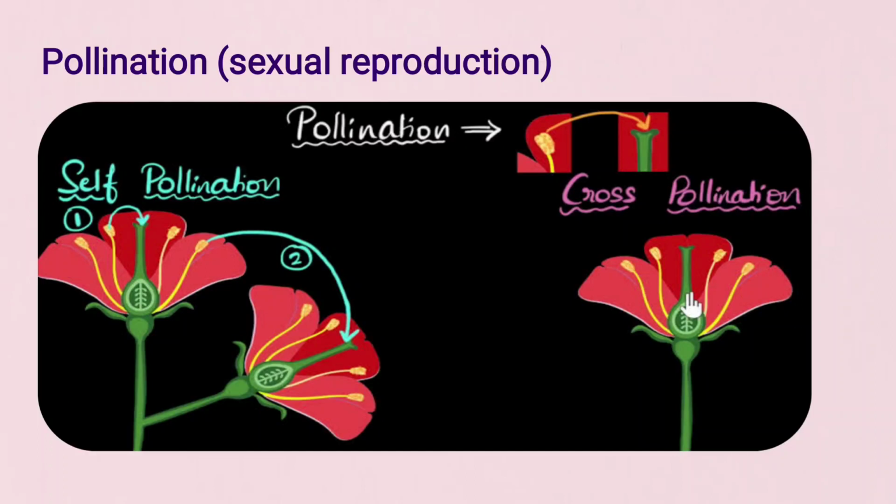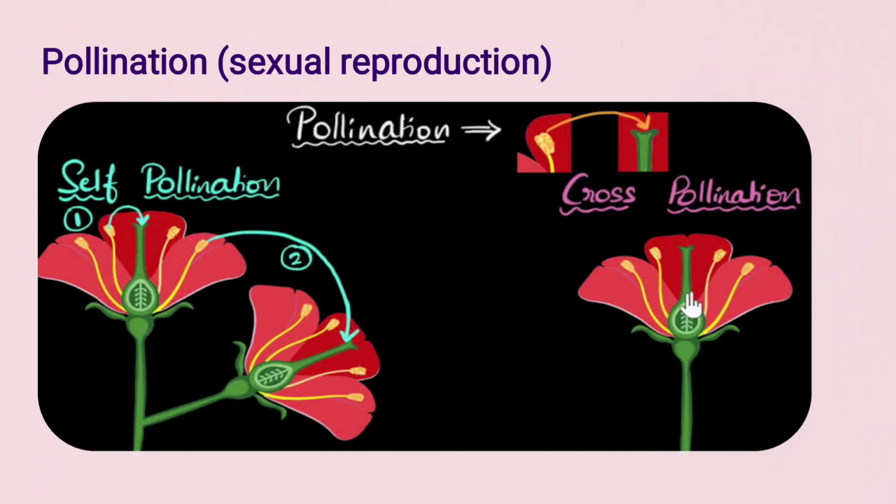Cross pollination is the transfer of pollen grains from the anther to the stigma of another flower of another plant. Comparatively, cross pollination is beneficial and it is mostly done with the help of insects or birds or by the wind.